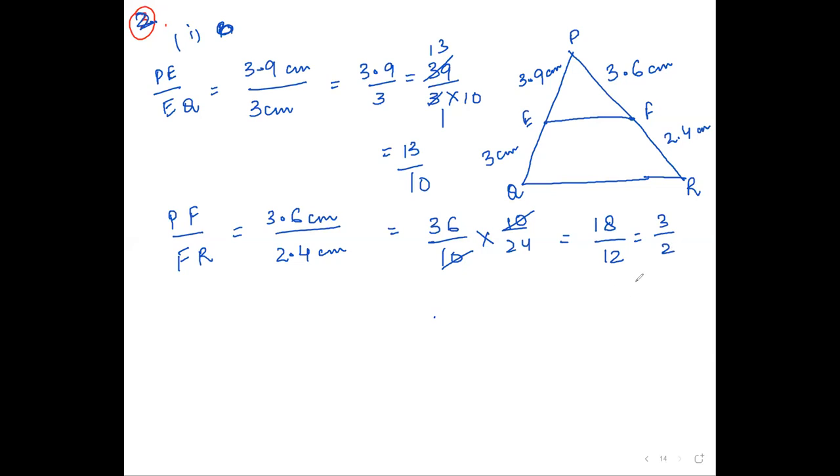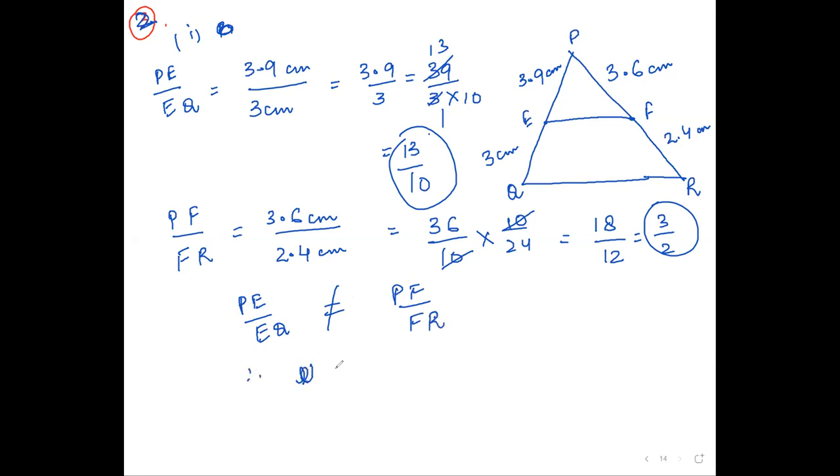So do you think the sides are in proportion? No, obviously no. This is 13 by 10. This is 3 by 2. So you say that PE upon EQ is not equal to PF upon FR, and therefore EF is not parallel to QR. Or we write it like this also. EF is not parallel to QR. That's also how we write it.